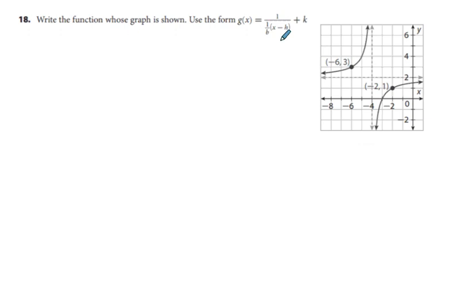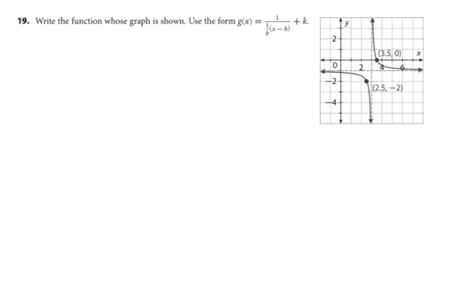Okay, now 18, I recommend going about doing the form. I recommend using the form A times 1 over x minus h plus k. Okay, that's just what I would recommend. Okay, 19. Again, I'm going to use this other form.